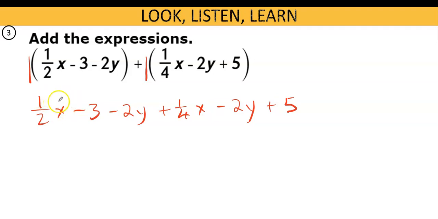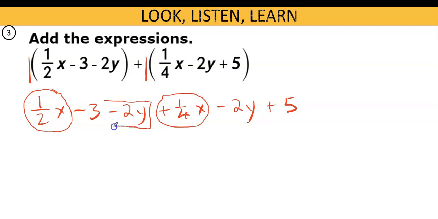Now I can identify my like terms. So I'm going to circle all the terms with x. Then I'm going to box all the terms with y. If you notice, I include the sign. I didn't leave the sign out. And then I can just put a line under the terms that are constant.